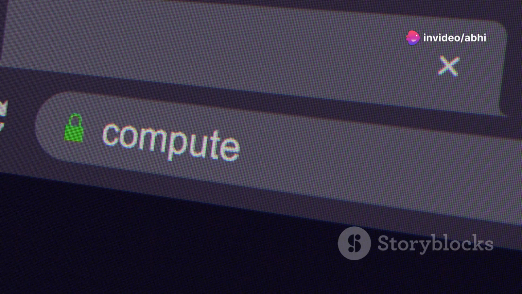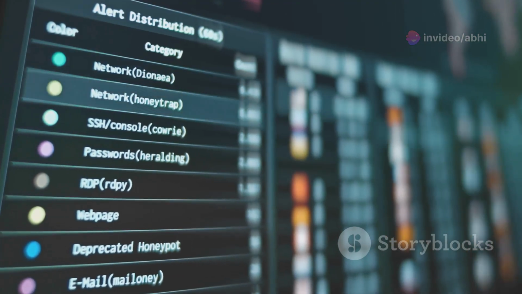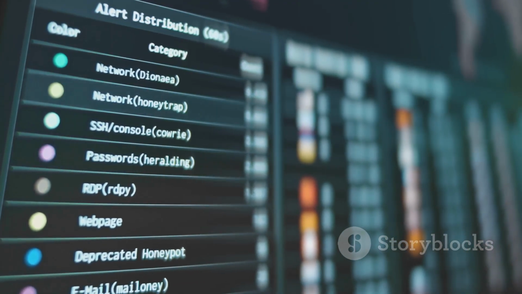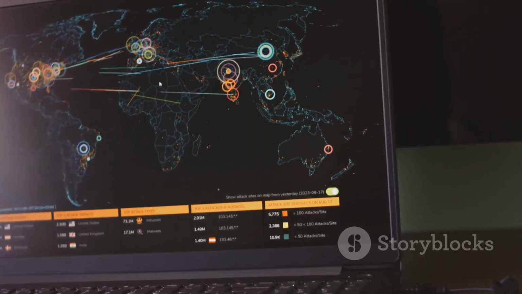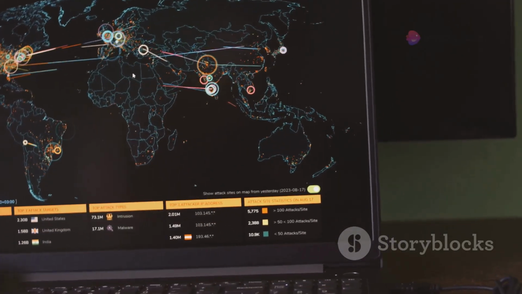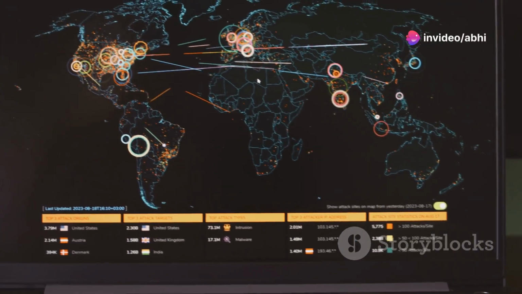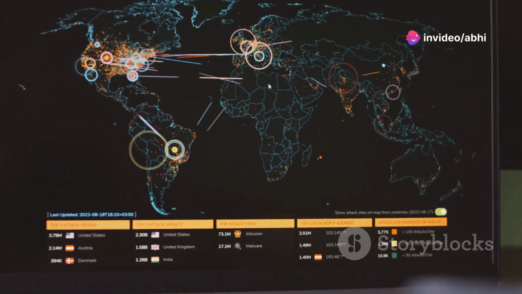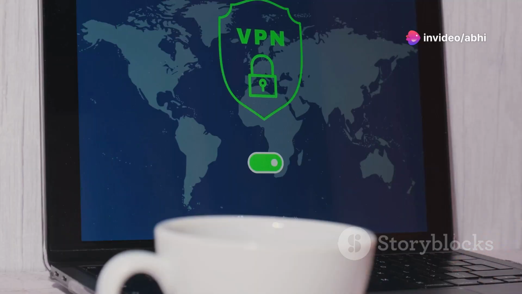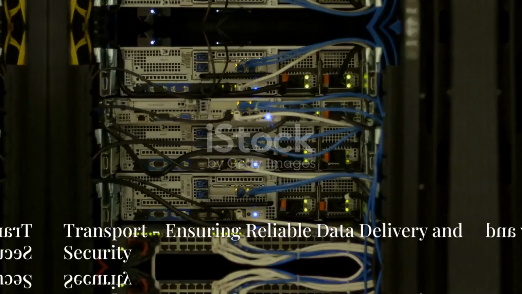Firewalls, operating at this layer, can filter traffic based on source and destination IP addresses, port numbers, and protocols. Intrusion detection and prevention systems, or IDS/IPS, can monitor network traffic for suspicious activity and block malicious packets. Securing routing protocols with authentication and encryption helps prevent unauthorized modifications to routing tables.